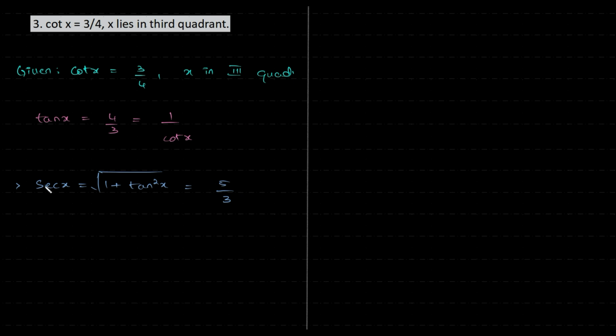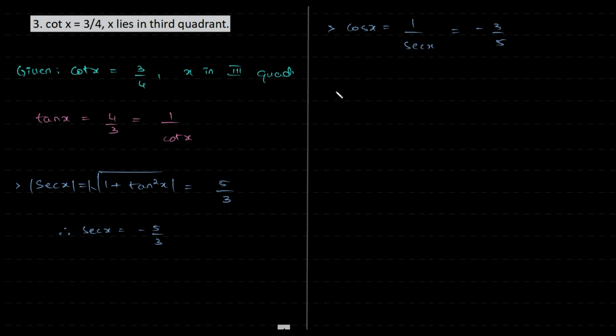Since we are talking about just a formula here, the magnitude is what we figured out. So therefore secant x is equal to minus 5 by 3, since we are talking about the third quadrant. And with this I'll be able to find cos of x, which is 1 by secant x. So this will be minus 3 by 5.